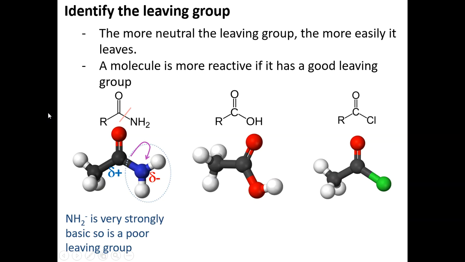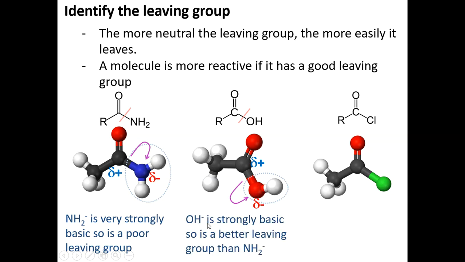So it's a very poor leaving group, because the moment we break it and it comes off, it'll want to attack and go back again. Not very stable at all. For carboxylic acid, that will be our leaving group. And again, our oxygen is more electronegative, so it's going to grab those bonding electrons when it goes. And therefore, the OH minus is strongly basic, but it's not as strong as NH2 minus. So it'll be a better leaving group than in the amide. And therefore, the carboxylic acid is more reactive than an amide, because it's easier to remove the OH minus.